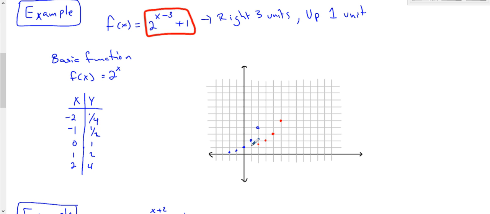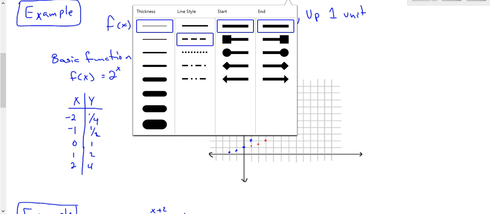And then same thing. Okay? So you can see the horizontal asymptote. I will graph this in red.